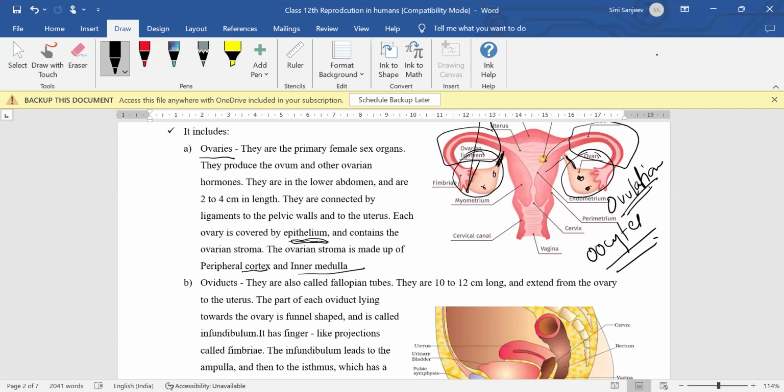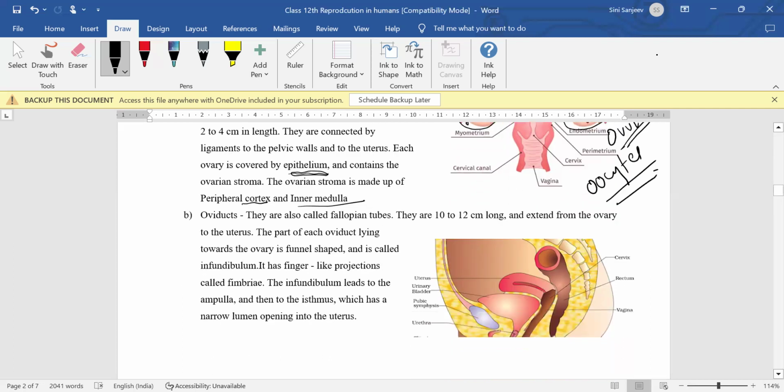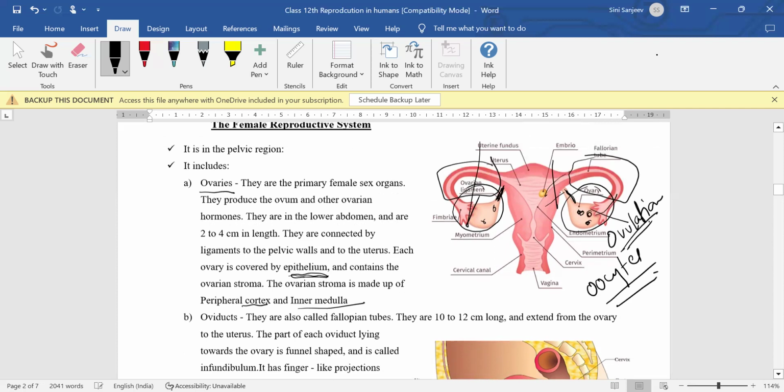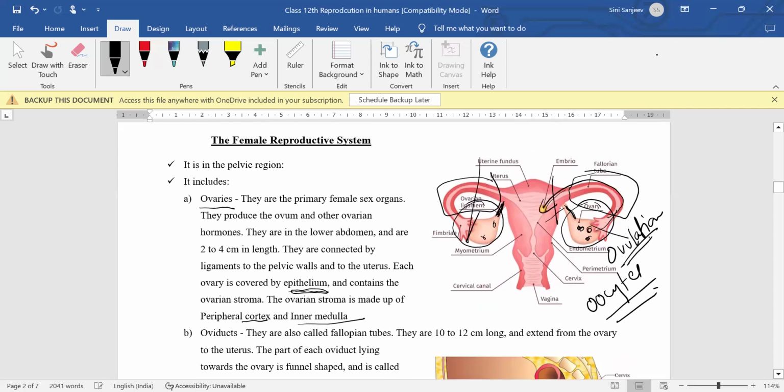Okay, so now there are three parts. If you see from here to here, there will be three parts in a fallopian tube. The first part is called the infundibulum. The second is the ampulla, and the third one is called the isthmus. Each of them plays a role in how they take the egg from here and carry it like this towards the uterus. This is the function of the parts of the fallopian tube.